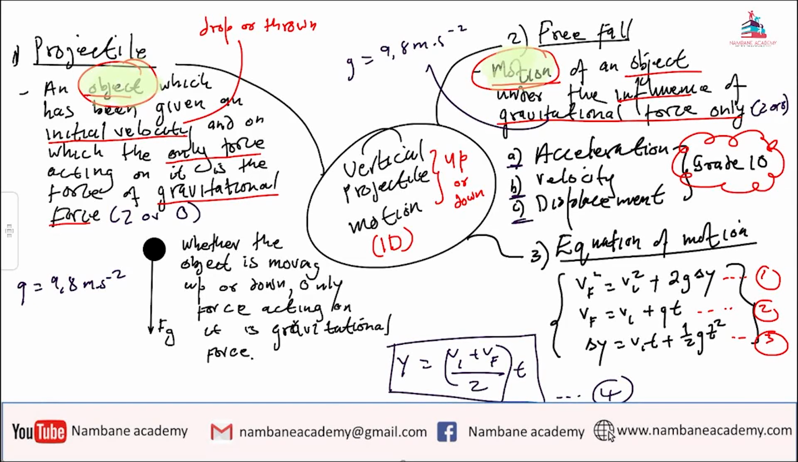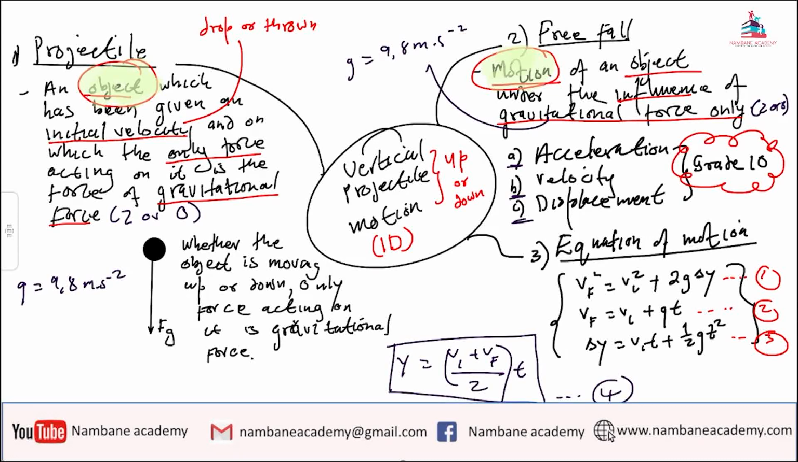Now a projectile is an object that has been given an initial velocity and on which the only force acting on it is the force of gravity, or the gravitational force. Ladies and gentlemen, what does this say? Because the topic itself says it is a vertical projectile motion, it means the object must either be moving up or down. Vertical we mean. But a projectile, keyword, it is an object.